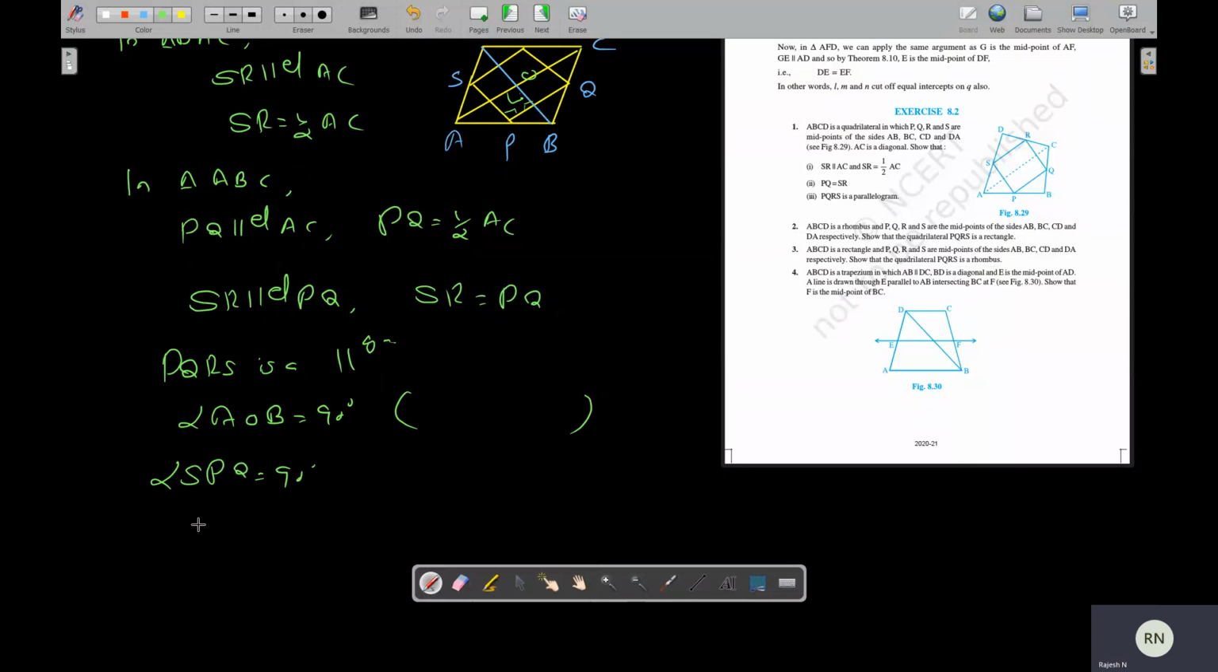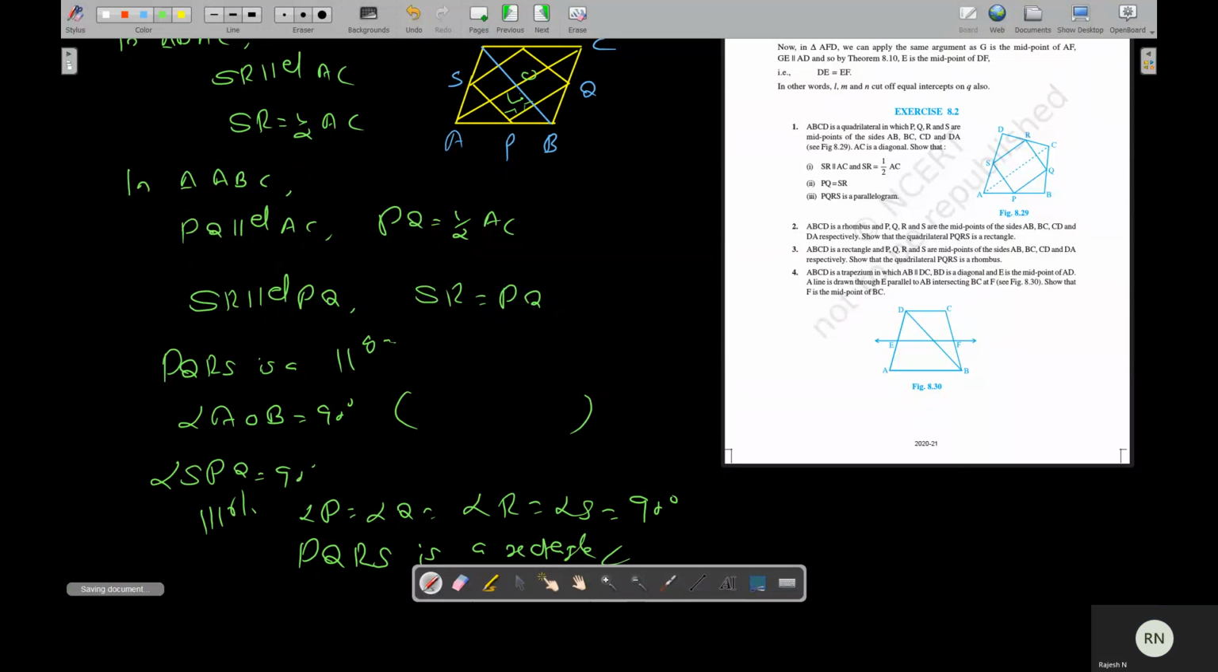Same way, similarly you can prove that angle P is equal to angle Q is equal to angle R is equal to angle S is equal to 90 degrees. So in a parallelogram, if all angles are equal, what you can say? All angles are 90 degrees, then PQRS is a rectangle. Next.